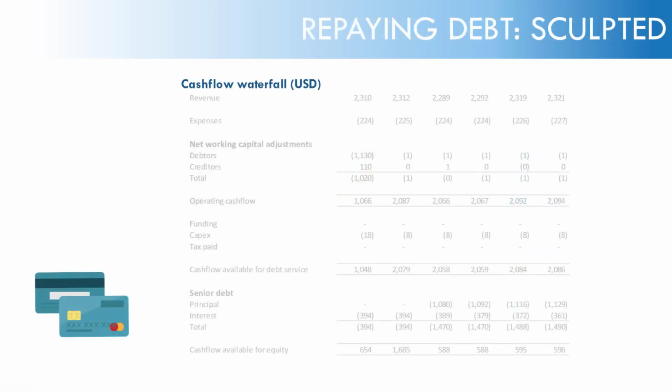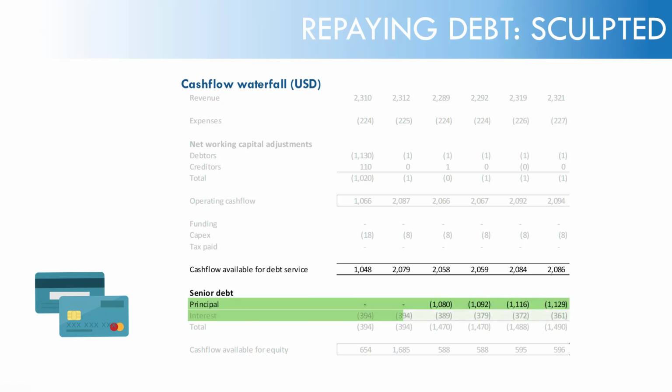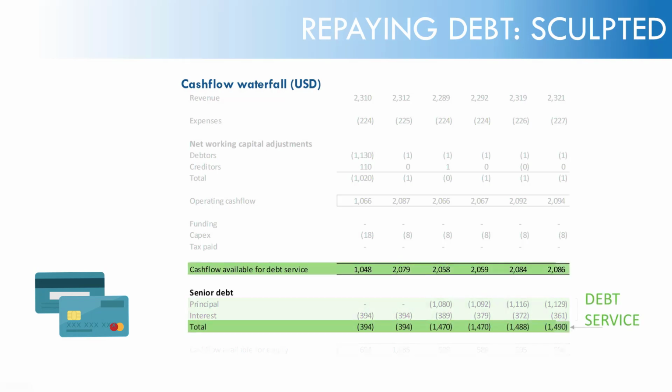What cash flows are we talking about? The ones that go to repay your debt. That's right, the cash flow available for debt service, or CFADS. And out of the CFADS, we pay our principal and our interest, and that is called our total debt service. So essentially, we're comparing these 2 line items.